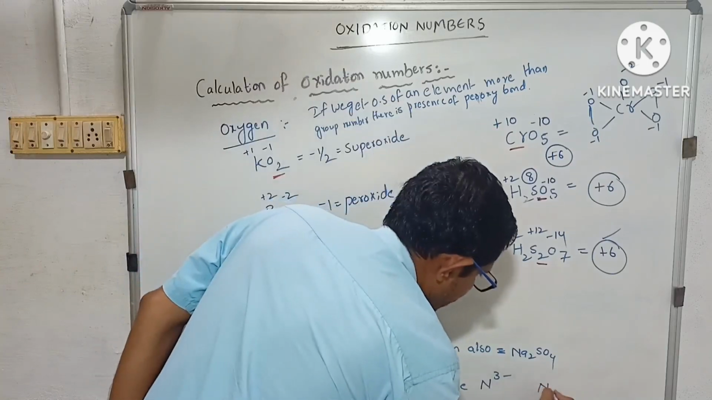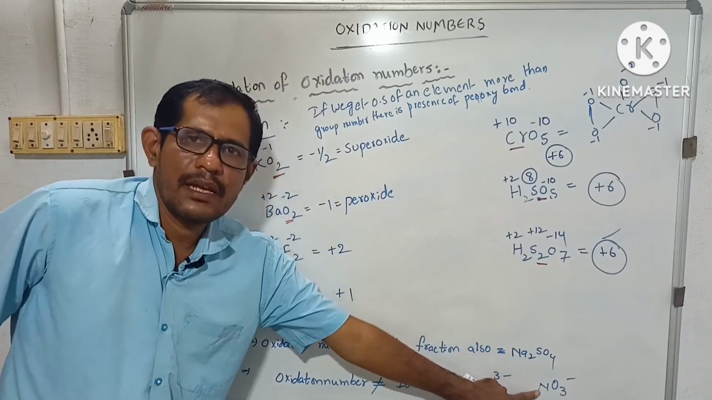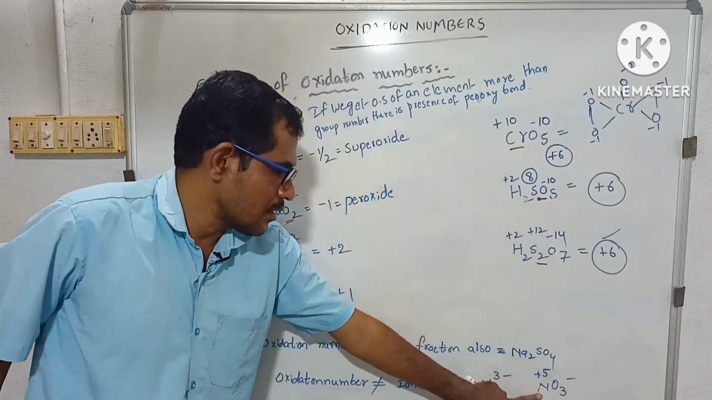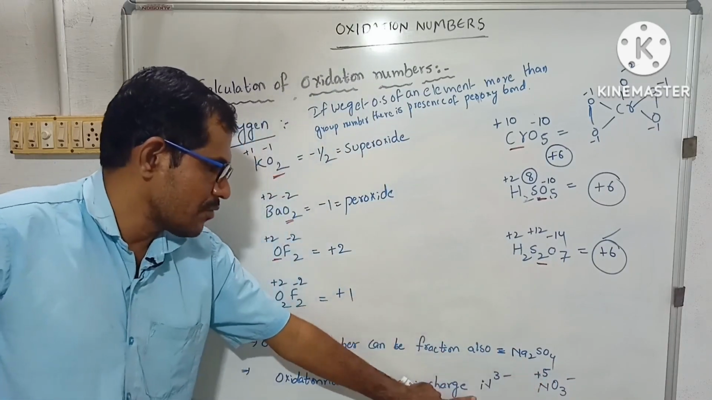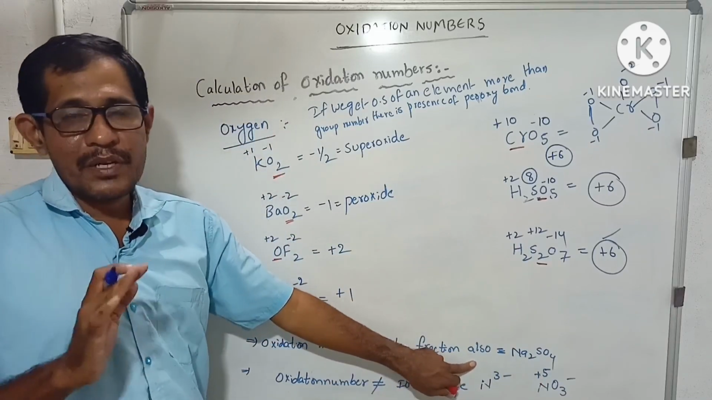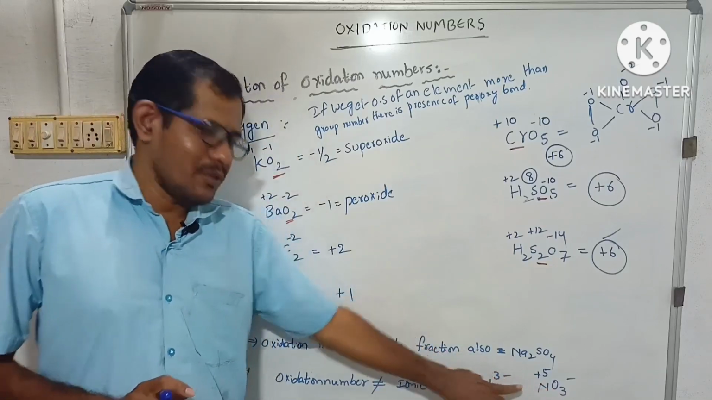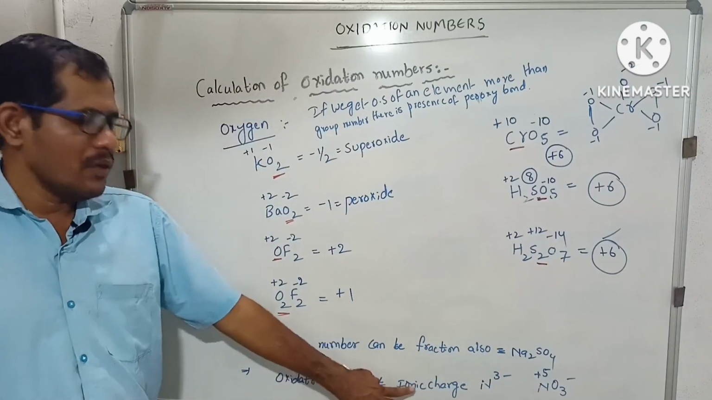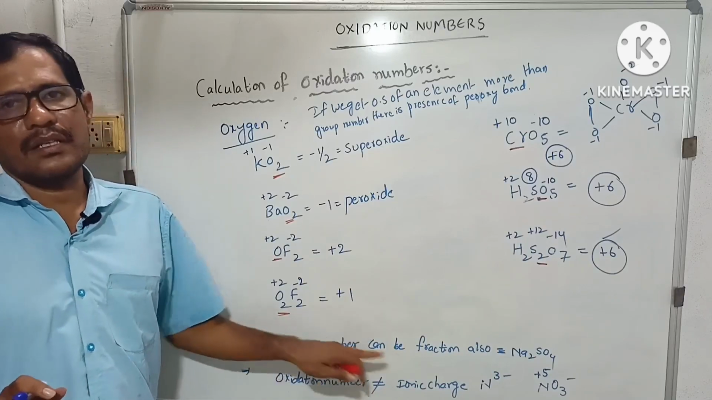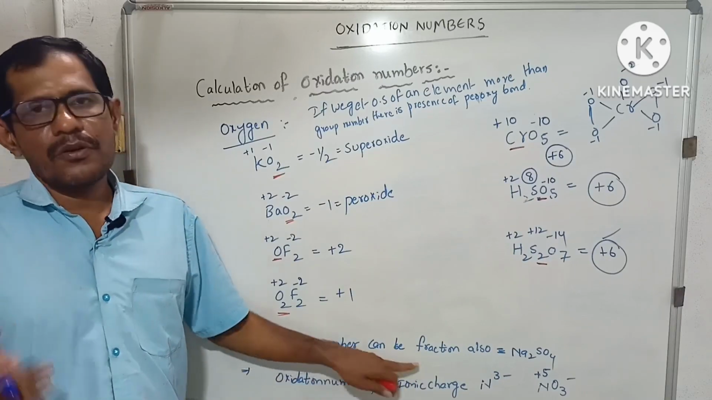If you take NO3 minus and calculate the oxidation number, plus 5 will come for nitrogen. But the charge of the nitrate ion is 3 minus, right? If you check the nitrate ion charge, you need to mention 3 minus. But if you calculate for NO3 minus, the oxidation state is plus 5. So here the oxidation number is plus 5, ionic charge is 3 minus. So you can say the oxidation number is not equal to the ionic charge, right? In some cases oxidation number equals ionic charge, in some cases it does not.